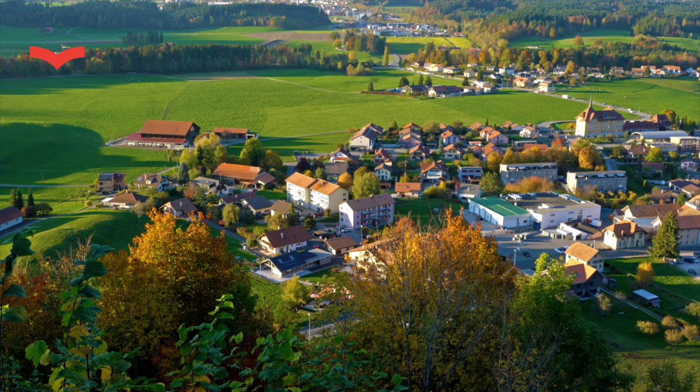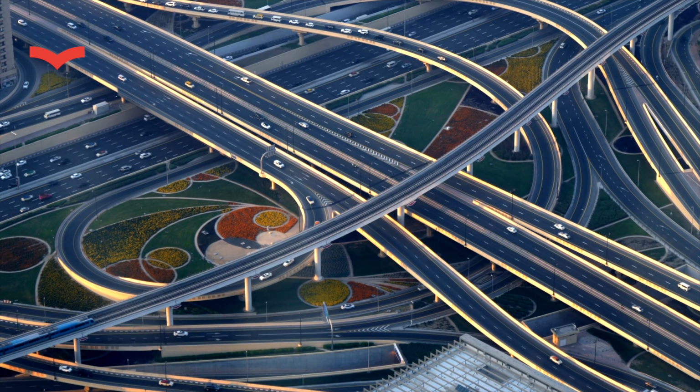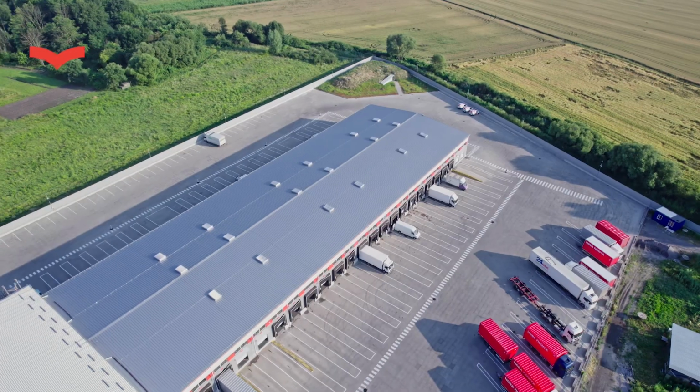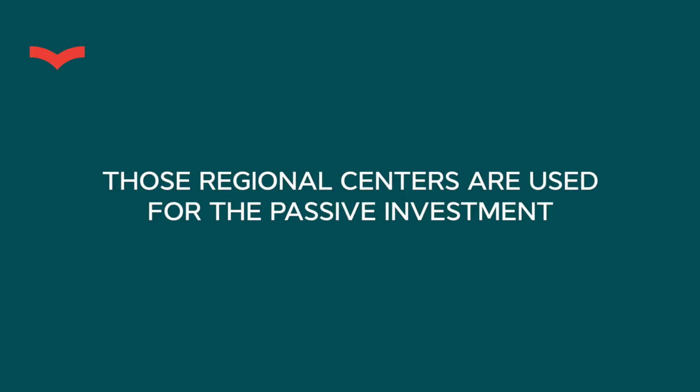What are the examples of regional centers overall in the industry? Most of them are just developers. People who build. Don't be surprised to see regional centers that build townhouses, hotels, restaurants. They build infrastructure like roads and bridges and things like that. They build logistics centers, anything that helps the US economy grow. So those regional centers are used for passive investment.